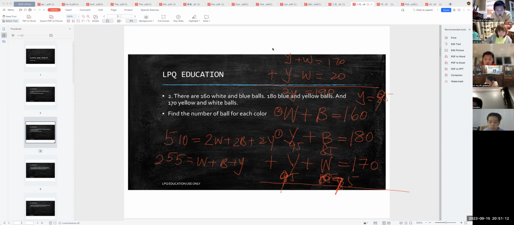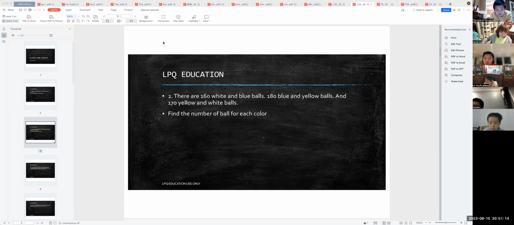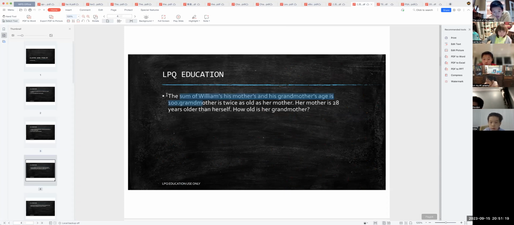Okay, so there is always more than one method to do every single question, and I want you to get both. Okay, so let's take a look at this one. The sum of William and his mother and his grandmother's age is 100. Grandmother is twice as old as his mother, and his mother is 28 years older than him. How old is his grandmother?